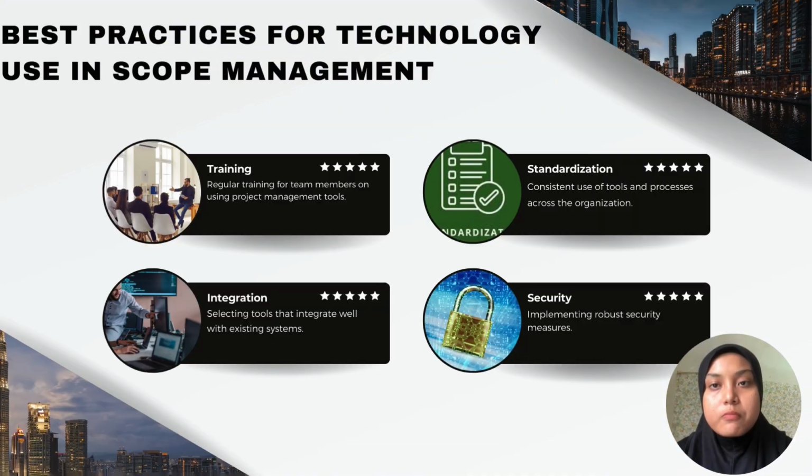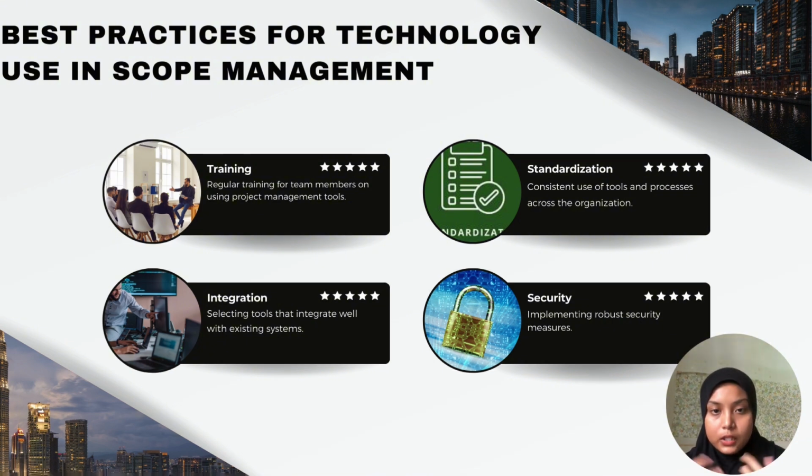And the next one is best practices for technology use in scope management. And we get the first one: training and standardization, integration, and security. For training, the meaning is regular training for team members on using project management tools. And for standardization, it's consistent use of tools and processes across the organization. For integration, selecting tools that integrate well with the existing system. And for security, it's implementing robust security measures.